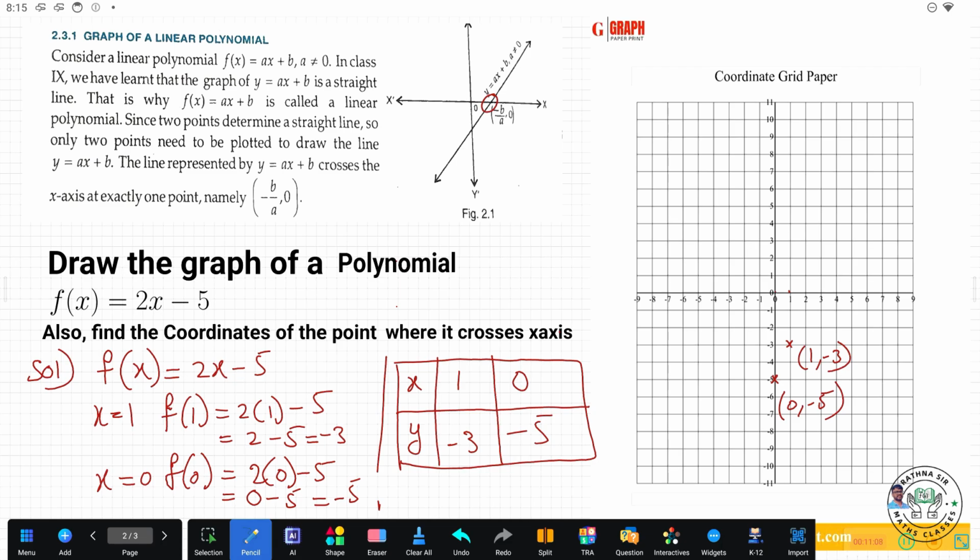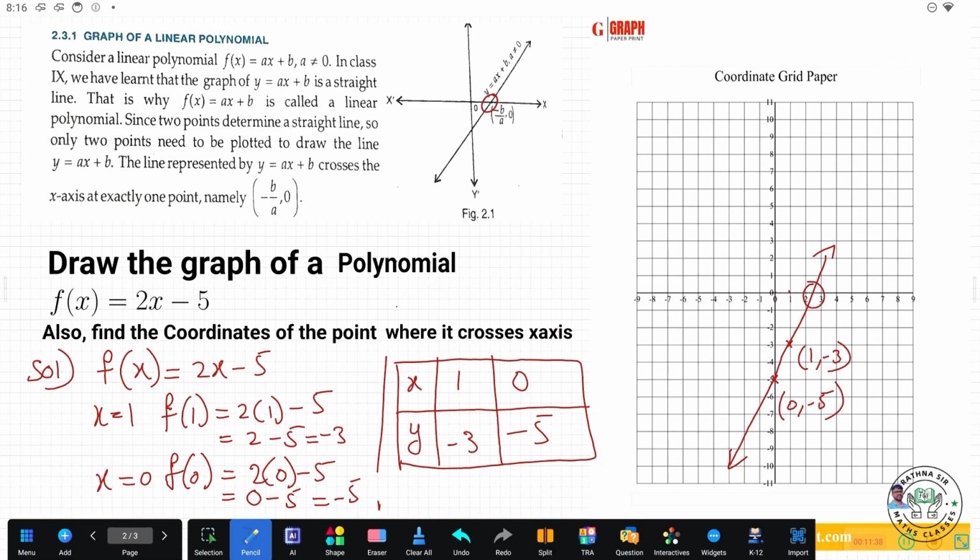So if we join these 2 points, we will get a straight line, right? Okay, and this line is intersecting or cutting the x-axis at this point. Okay, so this is about the graph of a linear polynomial.